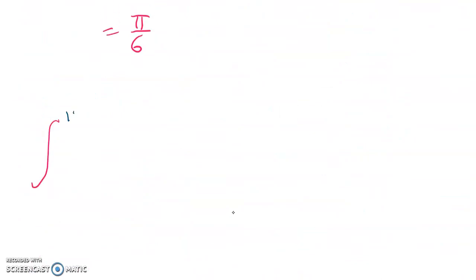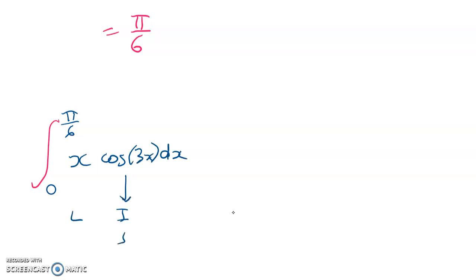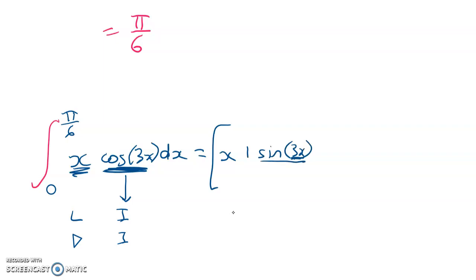I'll change pen. So it's from pi on 6 to 0, x times cos of 3x dx. Right, well, I'm going to integrate this and leave this and then integrate this and differentiate this. Right, so it's going to be x times, right, well, what's the integral of cos of 3x? We'll leave a gap to check it. Let's go sine of 3x first. When I differentiate this, I'm going to get a 3 that I don't want, so I undo it with the reciprocal.